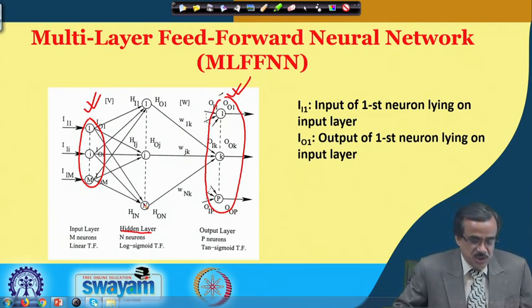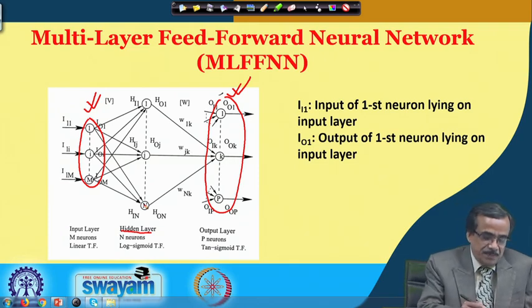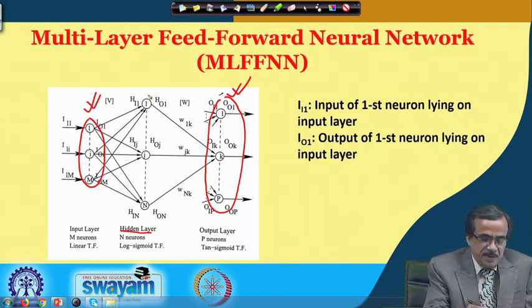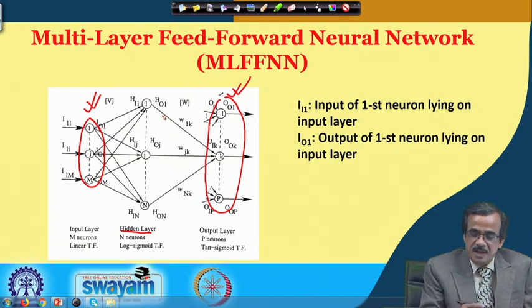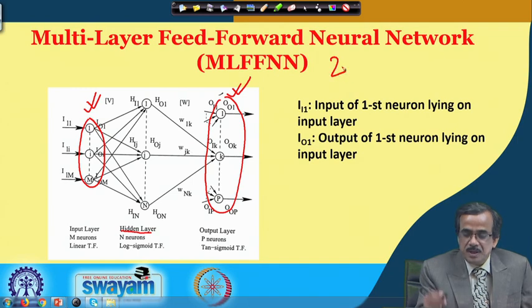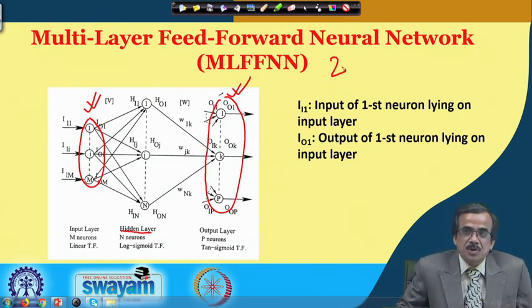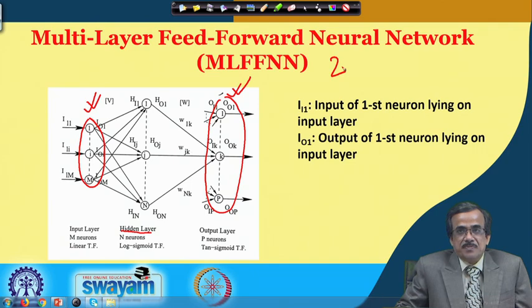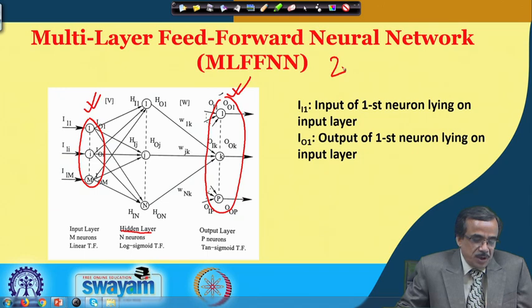Now, how to decide? The first thing we will have to decide is the minimum number of neurons in the hidden layer. Let me assume that there is only one hidden layer, and the minimum number of neurons to be put in the hidden layer is equal to 2. The reason is, if we do not put the minimum number as 2, we may not be able to capture the nonlinearities of this particular process. So, to capture the nonlinearity, the minimum number of neurons in the hidden layer is equal to 2.